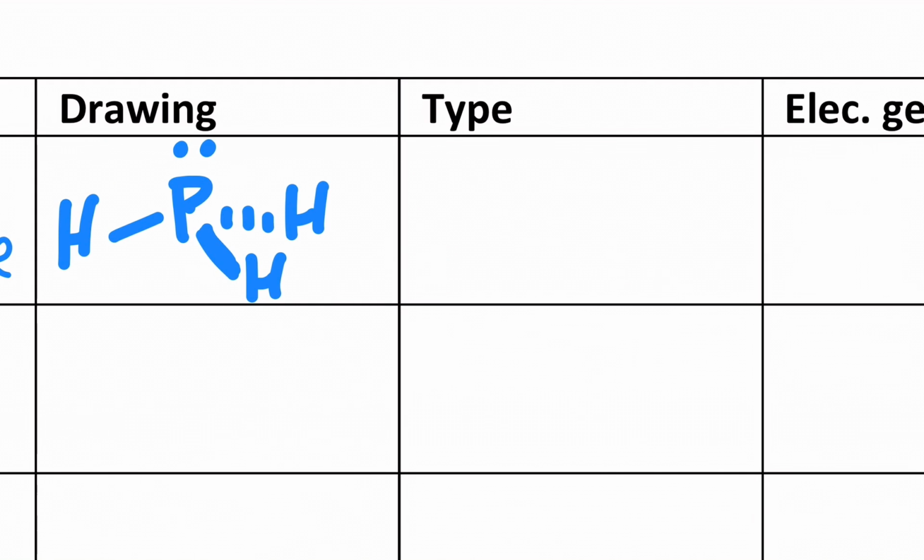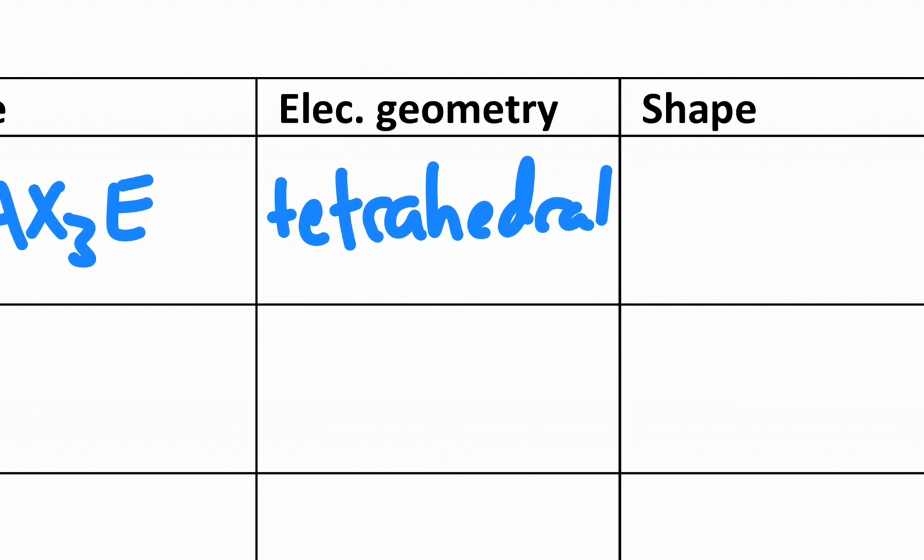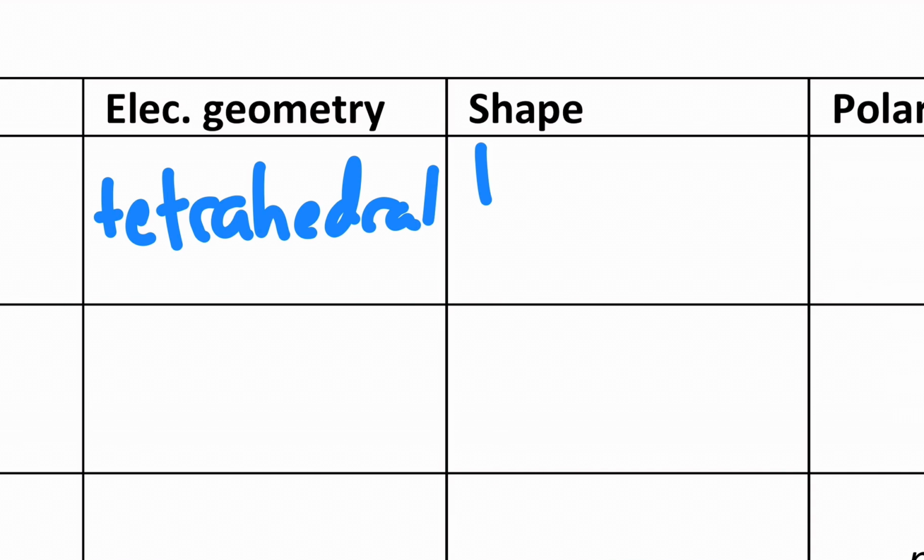The classification, this would be an AX3E. What electron geometry would be tetrahedral? But the shape would be trigonal pyramidal, just like ammonia.